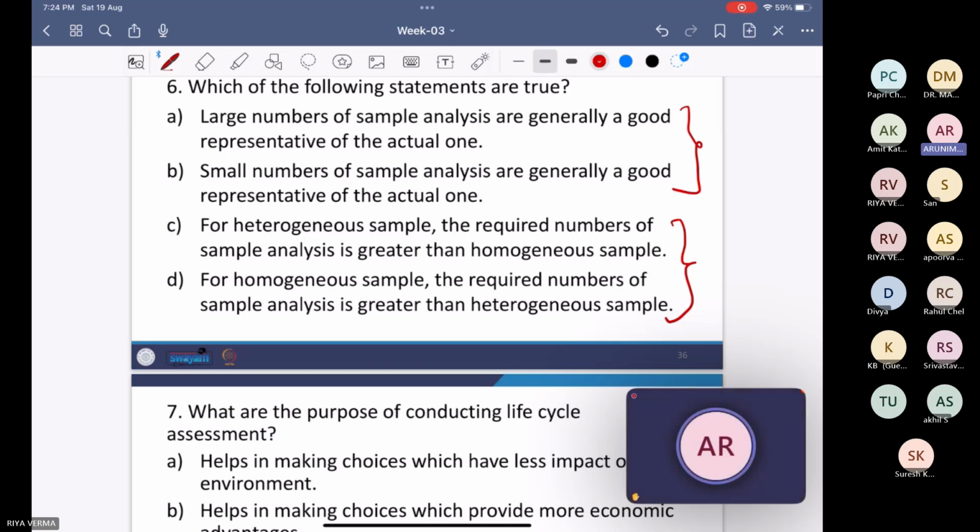Large number of sample analysis are generally good. Right. Because the more the number of samples we take, the better is the representation of the actual sample.